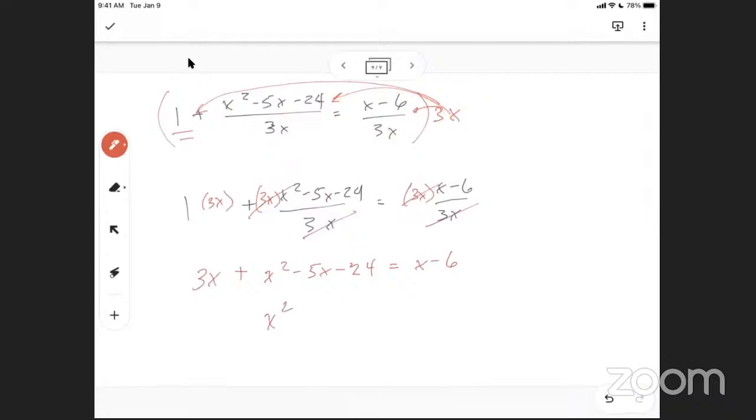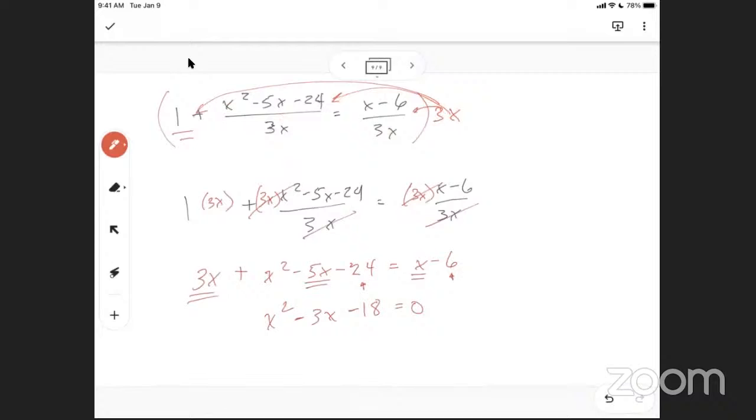So that's going to be x squared. Let's see, this is negative 2x, but when I subtract another one, it's going to be negative 3x. Got how I did that? This is negative 24, but when I add the 6, because it's got to move over, negative 18. Negative 18 equals 0. No, I'm not done, because now I have to solve this equation.